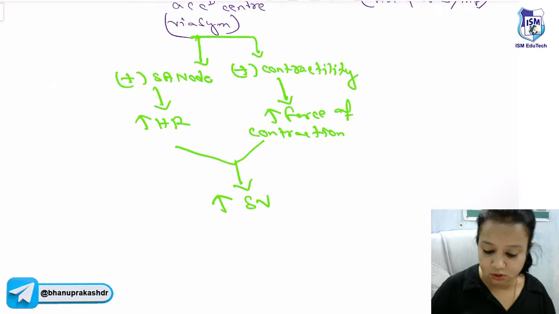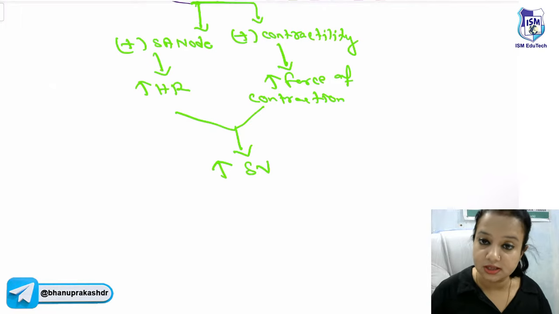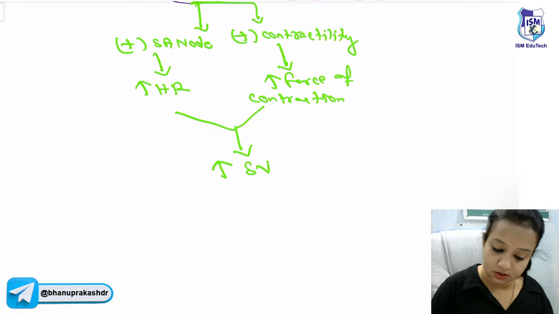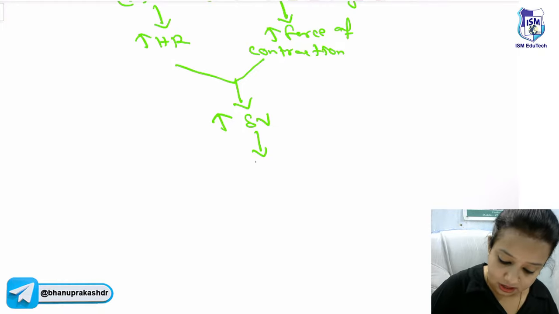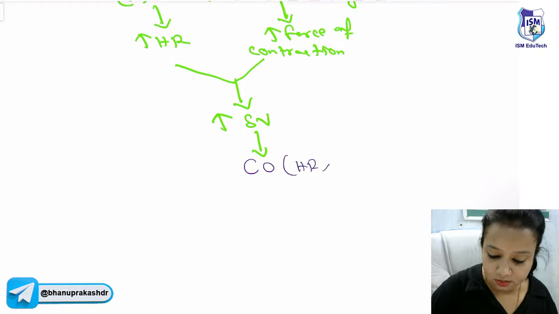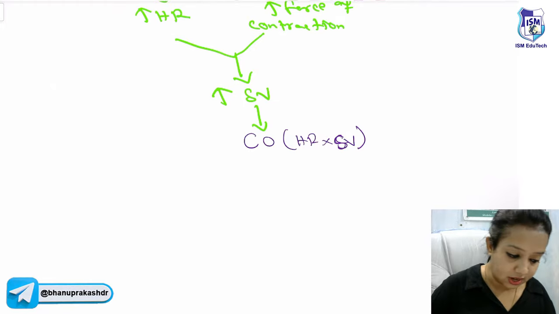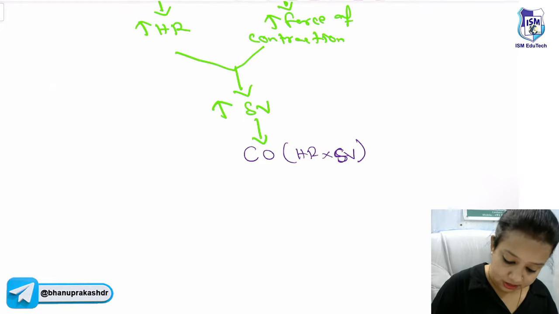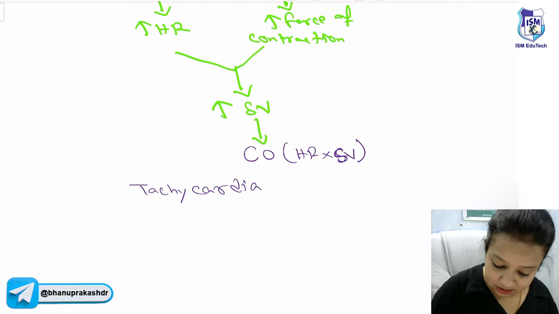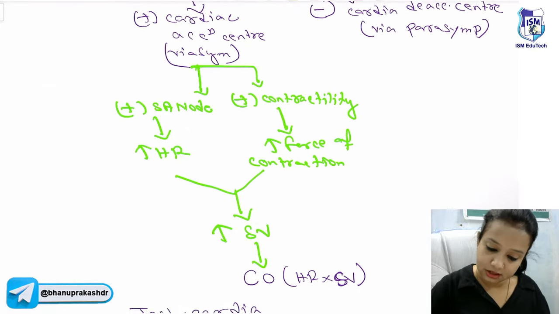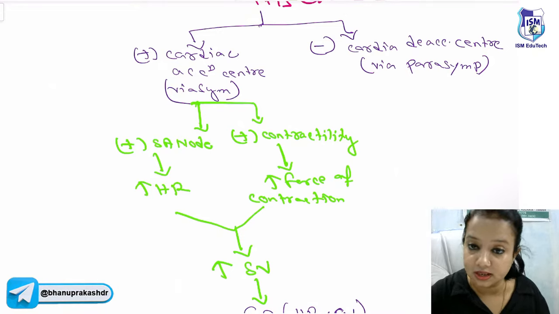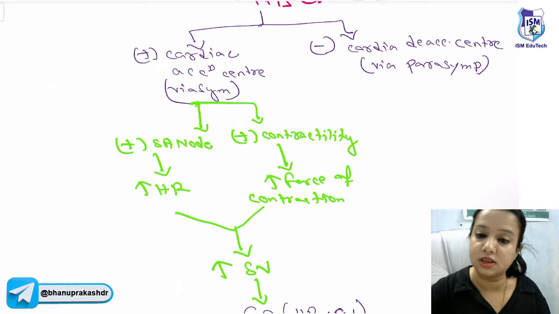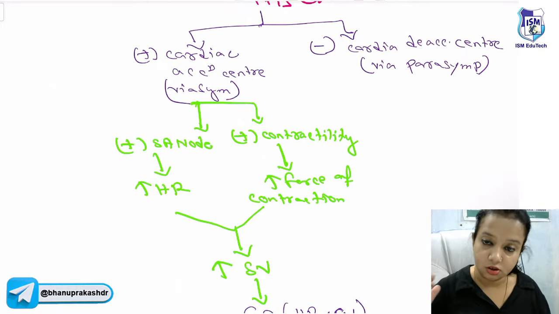Eventually, if heart rate and force of contraction both are increased, there will be increase in the stroke volume. Along with the increase in the heart rate, together they will increase the cardiac output, because cardiac output is a product of heart rate and the stroke volume. So when this is happening, there is tachycardia, and the cardiac deceleratory center is inhibited. So there will be no inhibitory drive to the SA node, and no drop in the contractility.